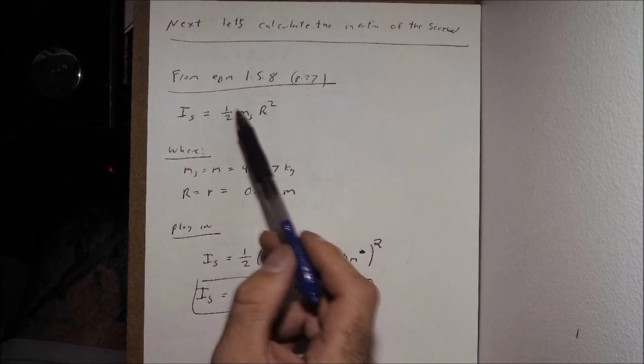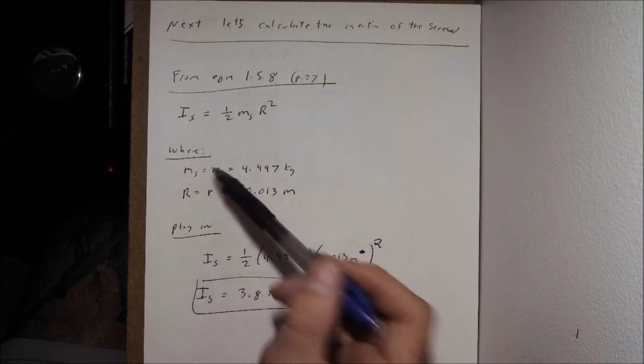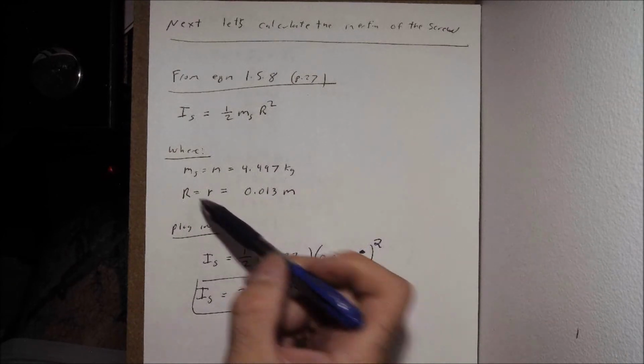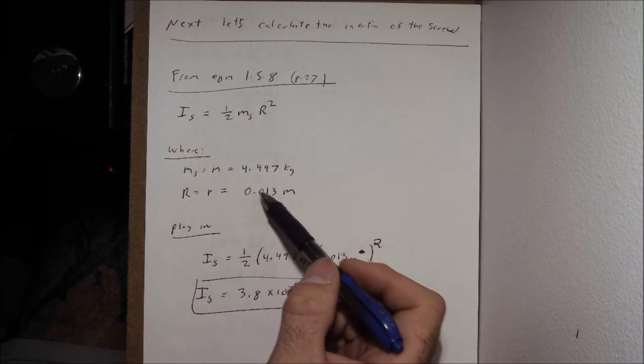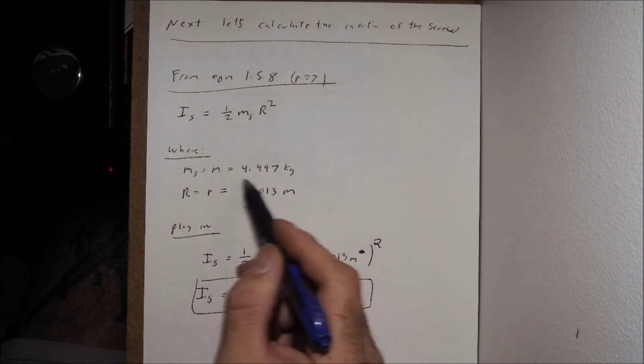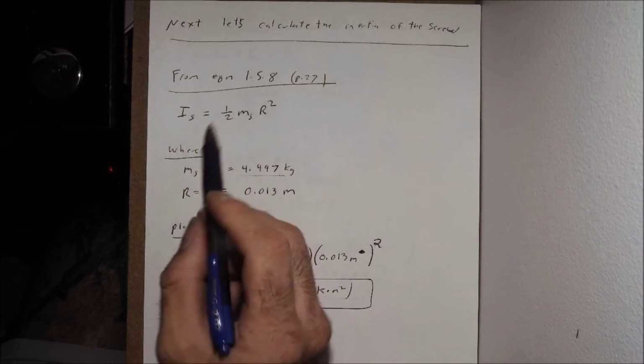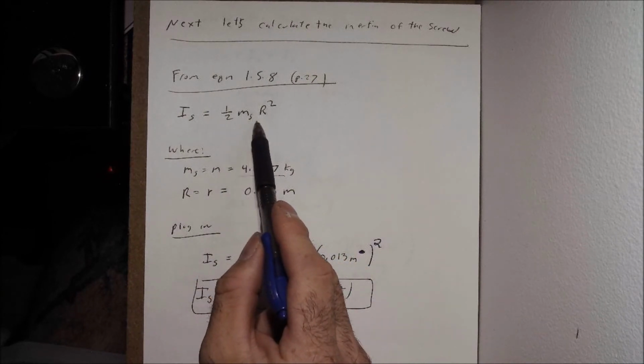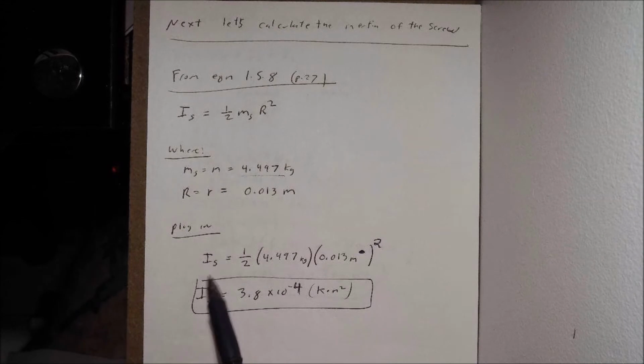So everything that I know for this equation here, I write out here: my m sub s, my mass, is equal to 4.497 in kilograms. Capital R is equal to r of 0.013 meters. This is what I calculated on the previous page for my m sub s. Now I can take these values that I have and plug back into equation 1.5.8, and that's what I do down here.